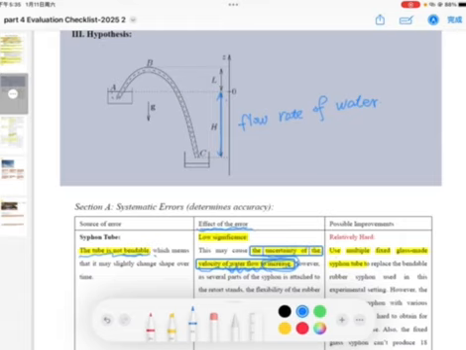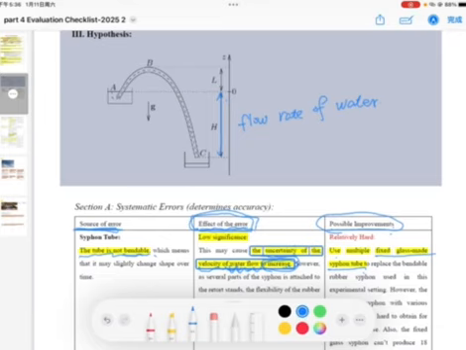And then a possible improvement over here may be by changing the system of materials over here. It's a good organization. So talk about identifying the sources, and then talk about the effect of the error, and then the possible improvement.